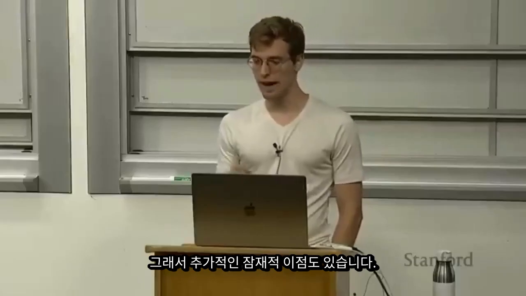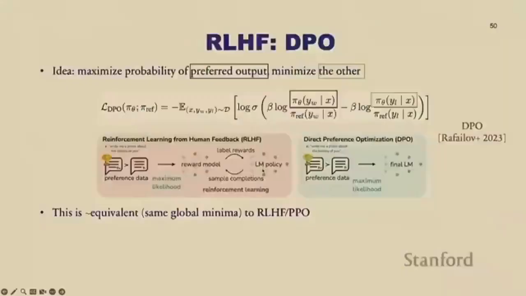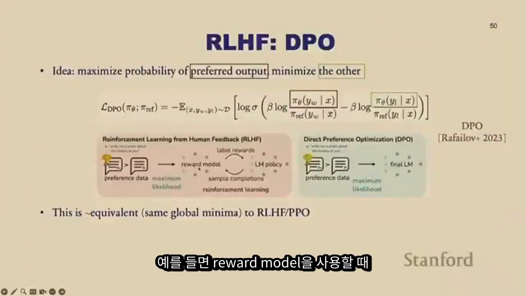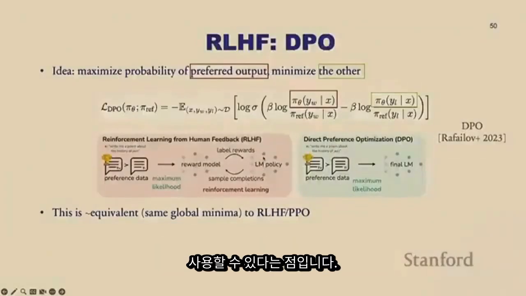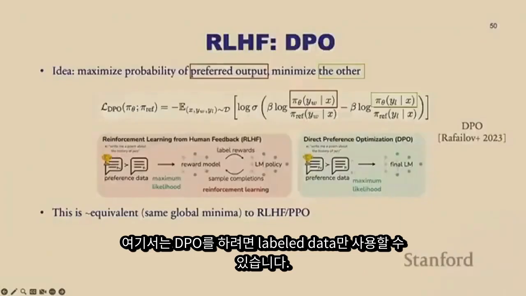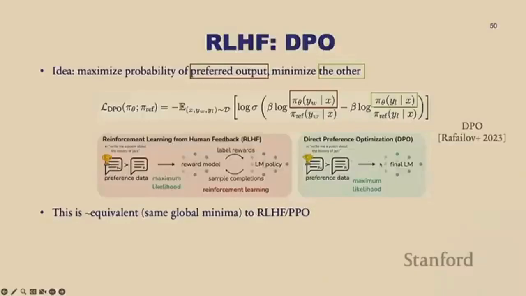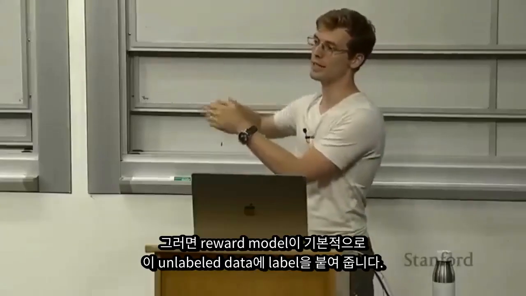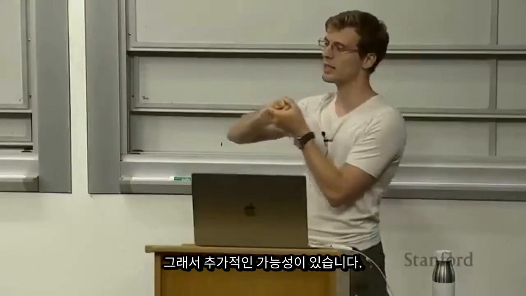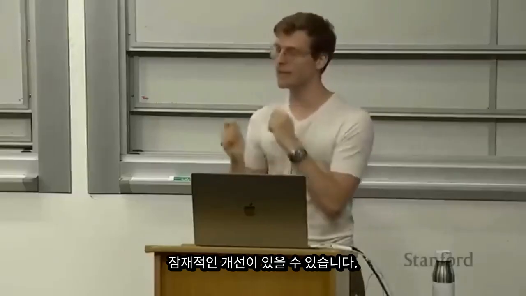So there are also some additional potential benefits. For example, if you use the reward model, the cool thing with reinforcement learning is that you can use unlabeled data with the reward model. Here you can only use the labeled data for doing DPO. For PPO, you first train your reward model, and then you can use unlabeled data where the reward model will basically label this unlabeled data. So there could be potential improvements.